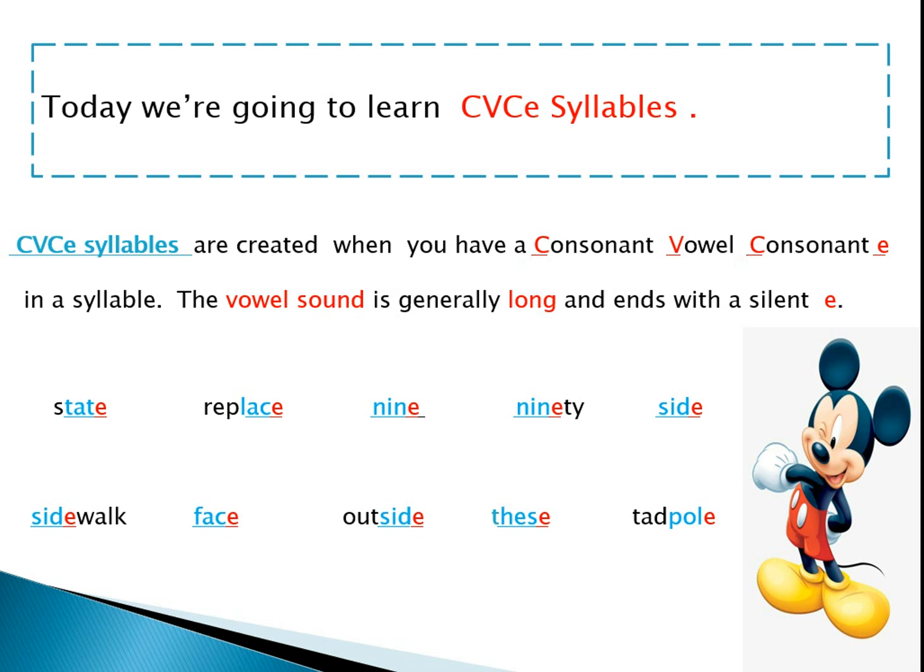Okay? My dear student, you have to know that the meaning of syllable is the number of times that you hear vowels. So the number of syllables is the same as the number of times that you hear vowels. So if we have a silent vowel, we will not pay attention to it. We will just pay attention to the vowels that we can hear. The words in our lesson today are skate, replace, nine, ninety, side, sidewalk, face, outside, these, tadpole.